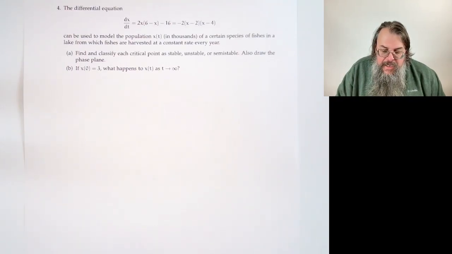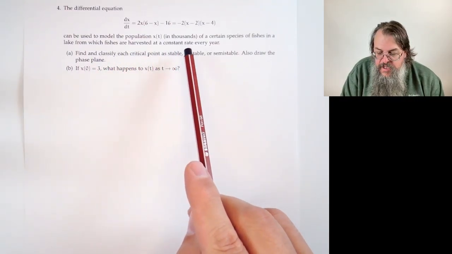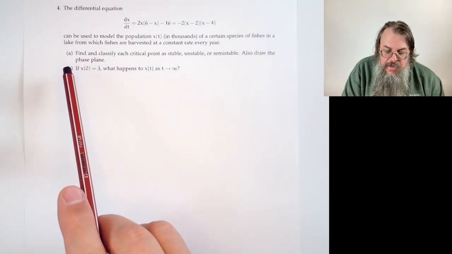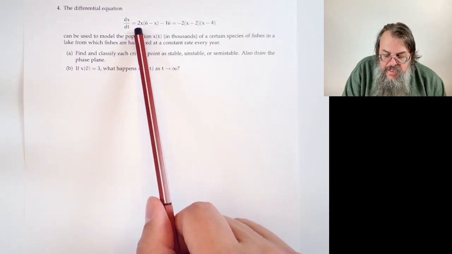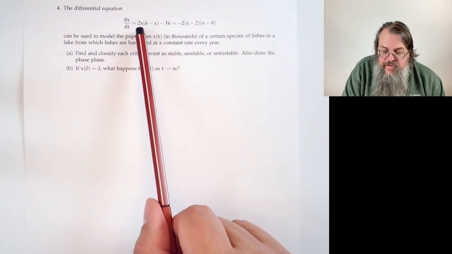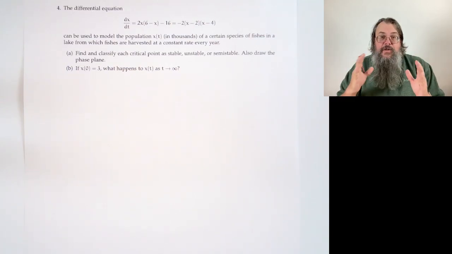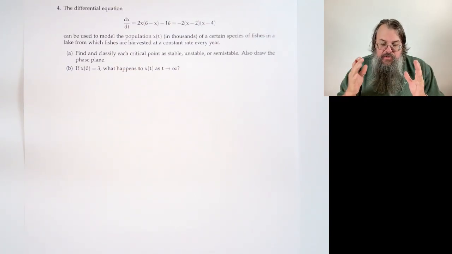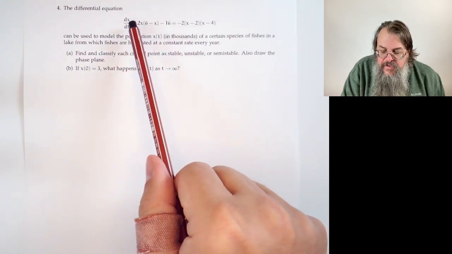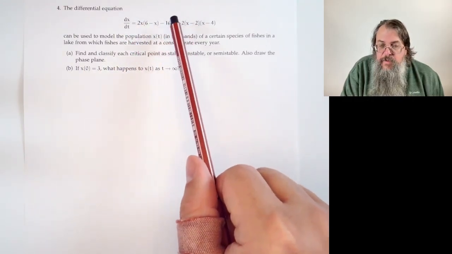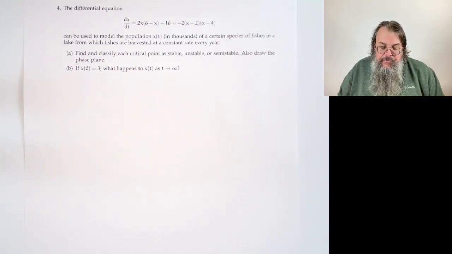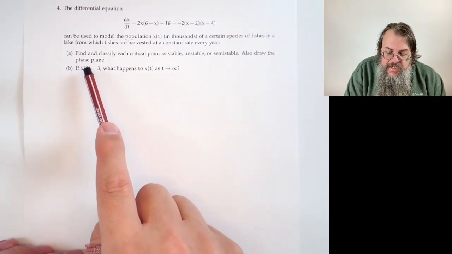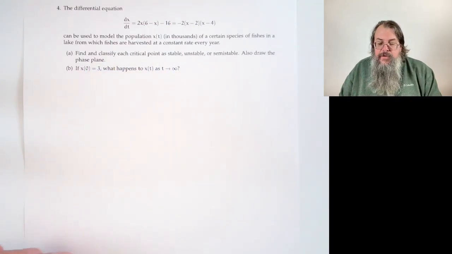Anyways, it can be used to model the population in thousands of a certain species of fish in a lake from which fish are harvested at a constant rate every year. You can kind of see it, right? The 2x times (6 minus x) is a logistic model, which is really good for modeling populations. That's just the natural population, and then this minus 16 is the effect of harvesting. All right, so part A: find and classify each critical point as stable, unstable, or semi-stable.